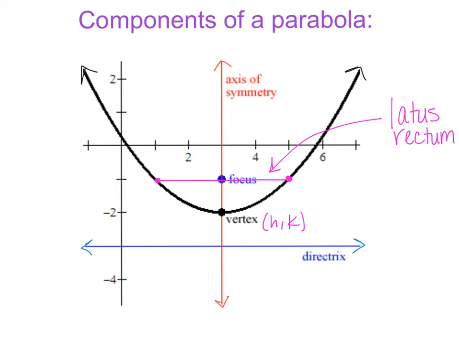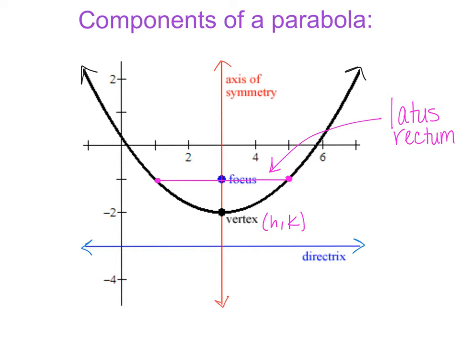Equidistant from the vertex is a focus point and this line called the directrix. They're parallel to each other, and this axis of symmetry runs perpendicular to both of these. The focus is always on the inside of the curve or the arch, whatever you want to call that. So if you have those two points, you can actually figure out the direction in which it's going to open.